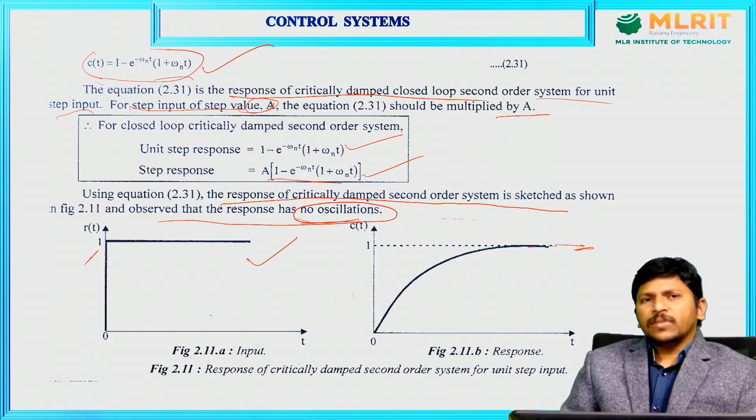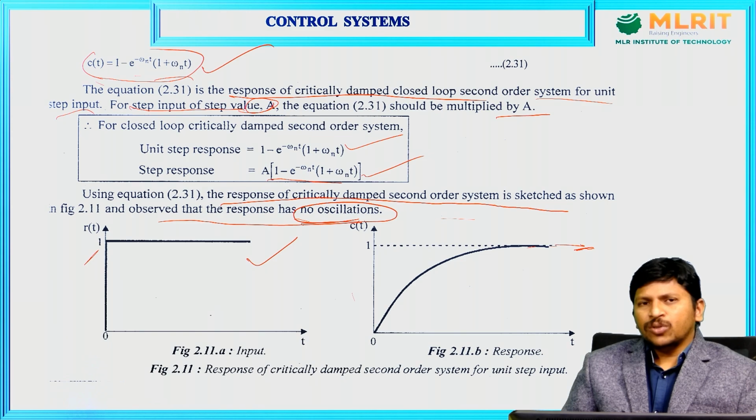Okay, from this the underdamped system is very important for you. Okay, all these you should remember: critical damped, overdamped, underdamped, and also undamped systems. Now this is the critical damped second order system response for unit step input. Okay, I hope you understood every point.